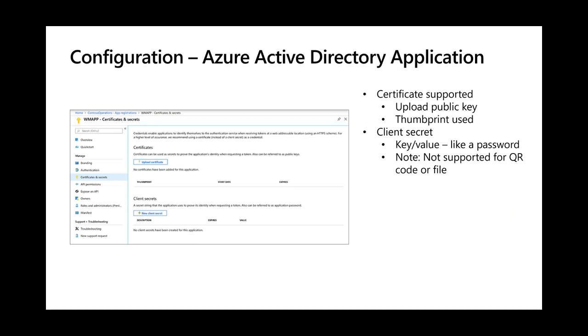The client secret method is more like a username password authentication model. You'll generate a unique key value, which will then be used when communicating to the Azure authentication system. Since there is no way to properly hide this value, it is not supported for device management scenarios like Intune. You would need to manually input the client secret. You'll see that shortly.